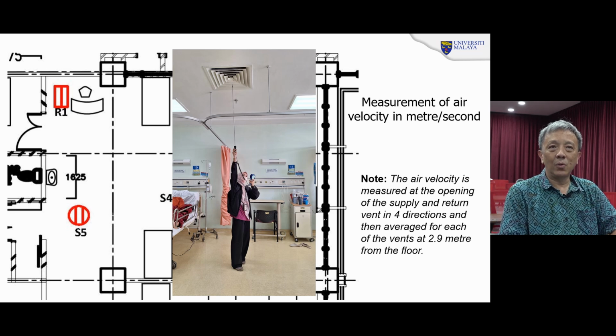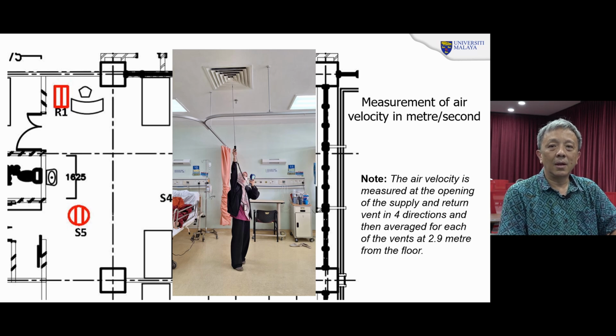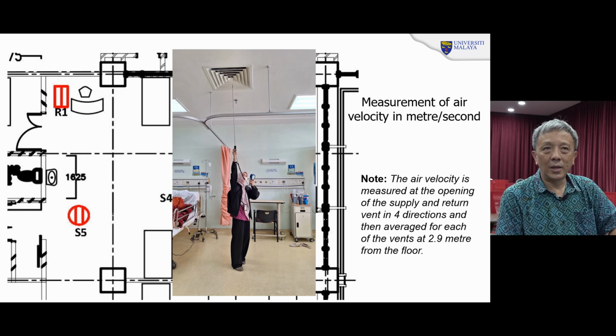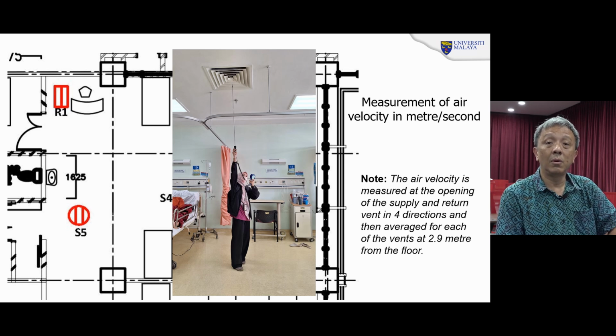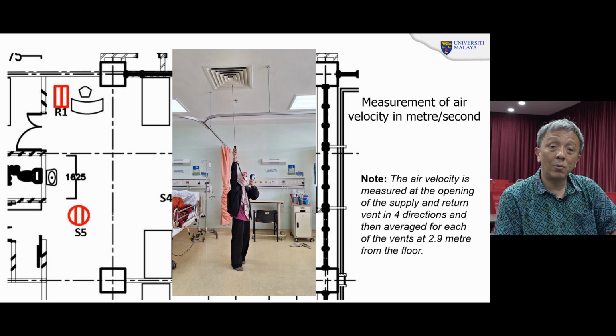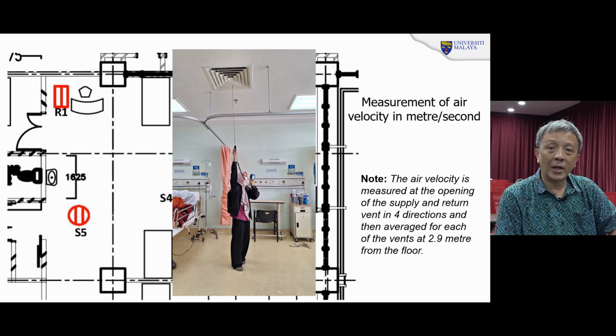So this is how the airflow is measured in the ward. The engineer is holding a probe that contains a sensor at the tip to detect how fast the air is flowing, and she's reading it from her handheld device. This is a handheld airflow monitor. For this type of monitor, you need to collect from 4 directions, which are then averaged out to give an average of how the air flows from the supply vent and also from the return vent.